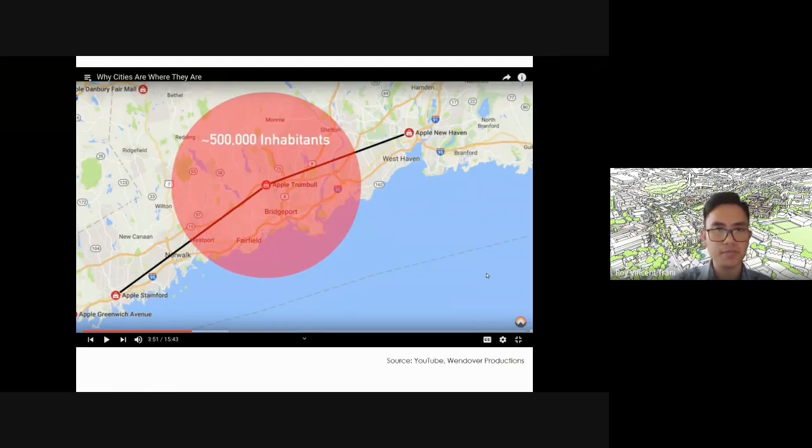That's why our example here is an Apple store. So this is in, I think, New Haven. This is somewhere in the US, I think Seattle or something like that. So in red here is the market area of one Apple store.